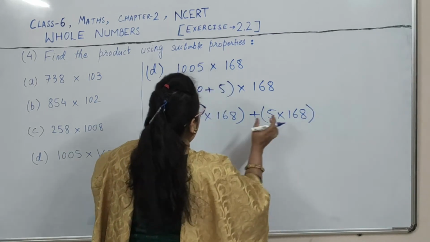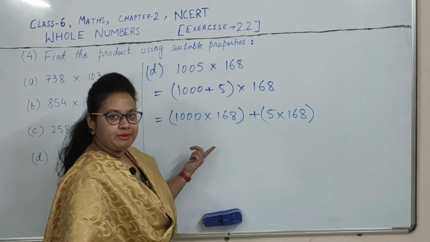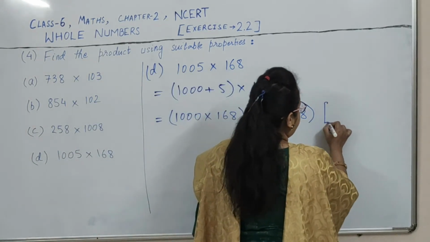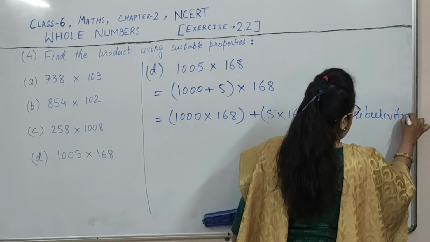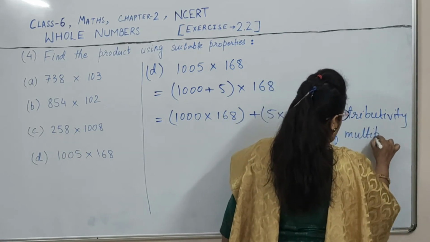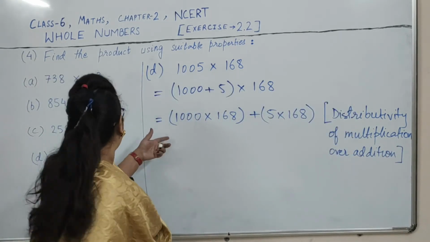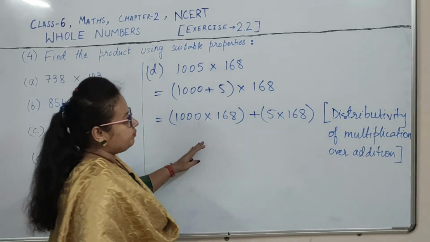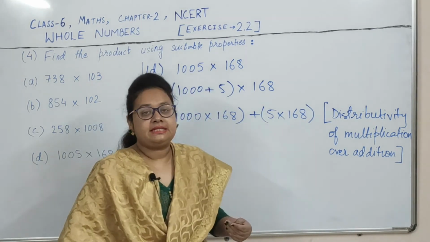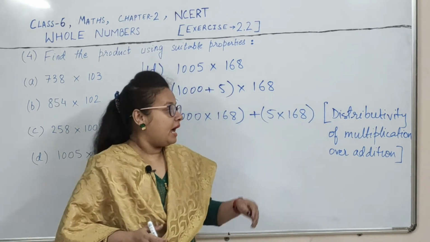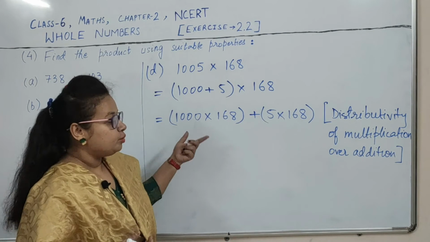So what we did? We have distributed the multiplication in two parts. So this is the distributivity of multiplication. So we will write this property name here: distributivity of multiplication over addition. See, in every part A, B, C and D, I am writing the properties and speaking at the same time, so that it will be easier for you to learn it and to remember it. You are seeing also and you are hearing also. So it will be easy for you to remember it.